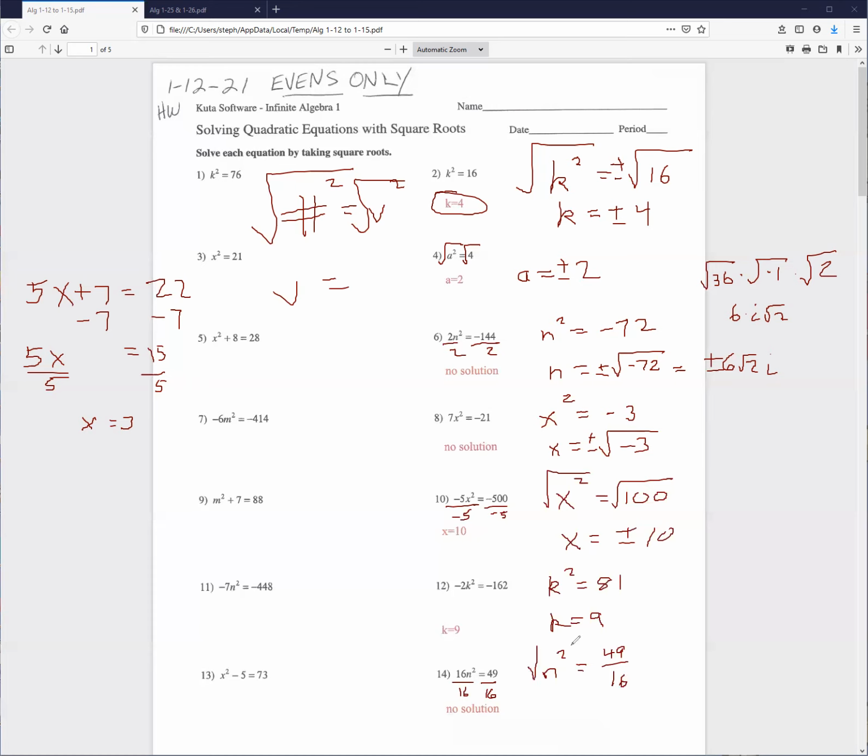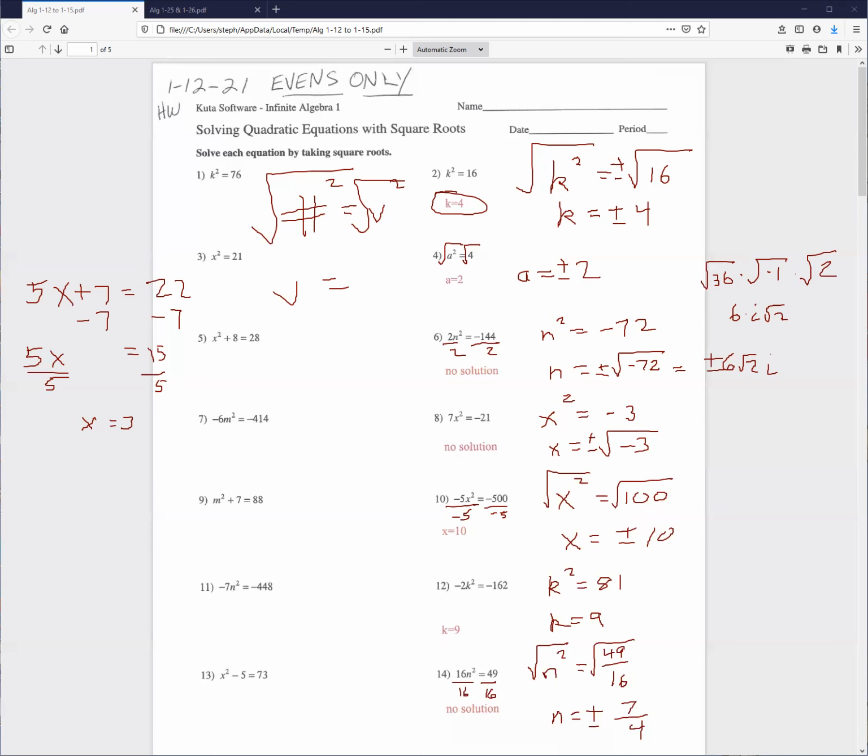And now we'll square root it. And we get n is equal to plus or minus the square root of 49 is 7. The square root of 16 is 4. I would write this as plus or minus 7/4. So I'm not really sure why this says no solution, but this right here would be my set of answers for this particular page.